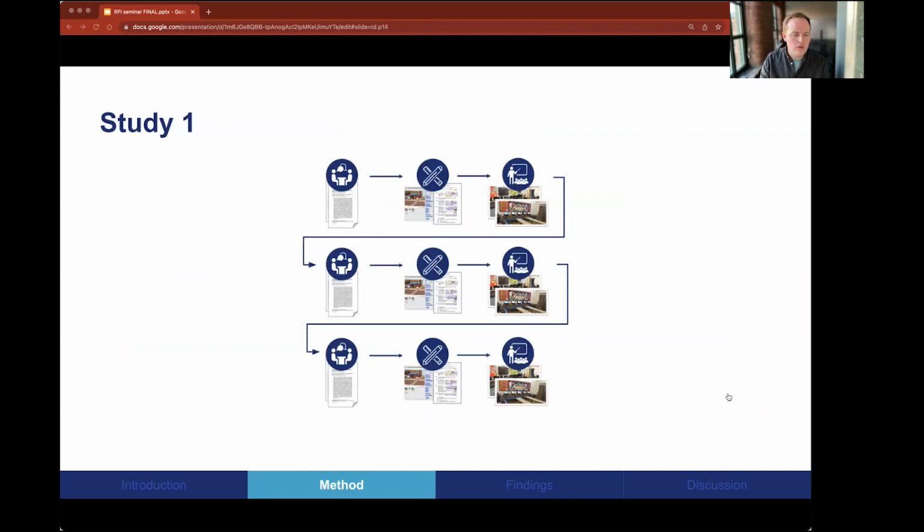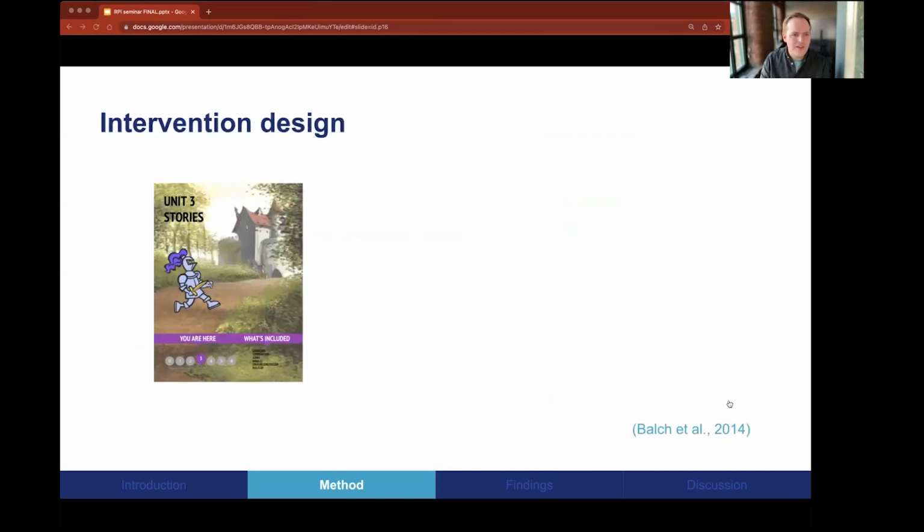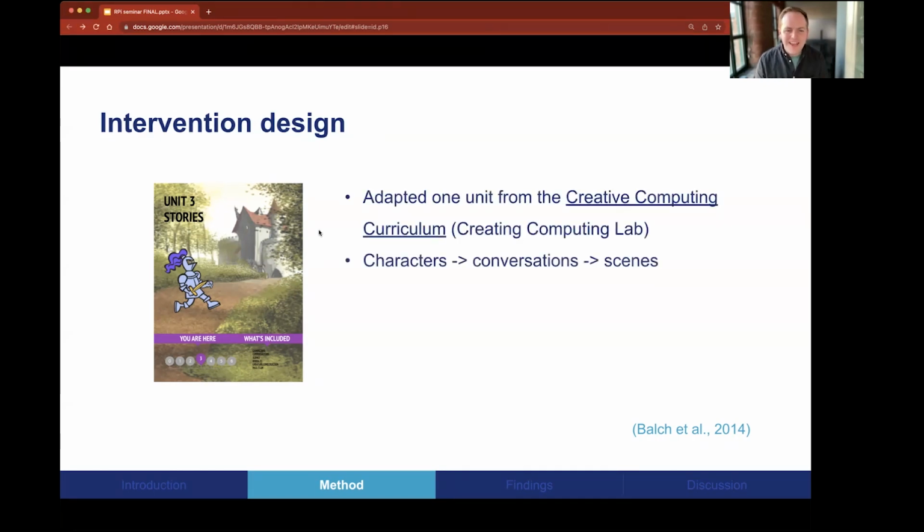Okay, so study 1, which is this one here. What we started with was finding curriculum documents that would be relevant for this sort of activity. And we quite liked the creative computing curriculum from colleagues at Harvard Graduate School and the Creative Computing Lab. And we quite liked this particular unit because it had this very nice structure, which seemed appropriate for programming in Scratch, which was that you start with characters, then you move to conversations, from there you develop scenes, and then you can repeat that process iteratively, build up scenes, and then you've generated a story, which seemed quite nice.